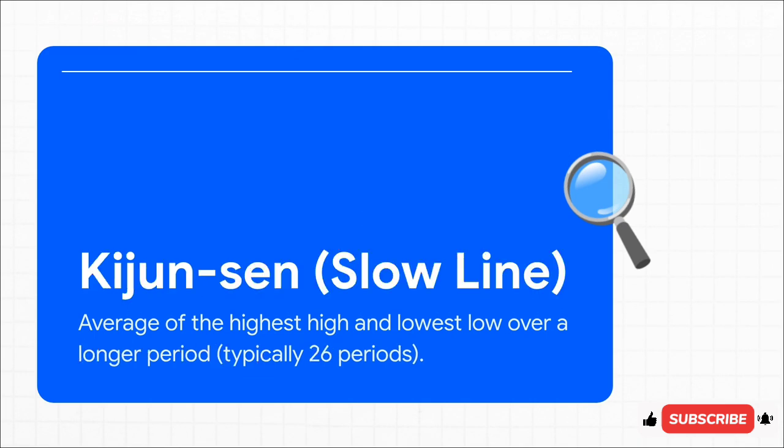And here's its counterpart, the Kijun-sen, our slow line. It uses the exact same logic, finding the midpoint of the price range, but it does it over a much longer time frame, typically 26 periods. This means it doesn't get thrown off by short-term noise. It's like a stable anchor compared to the nimble, fast-moving Tenkan-sen.